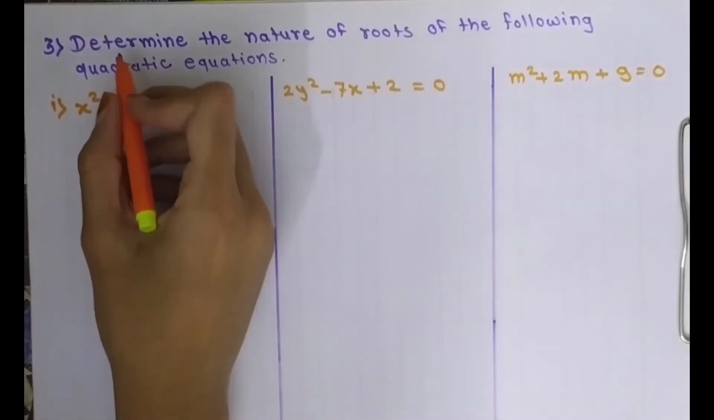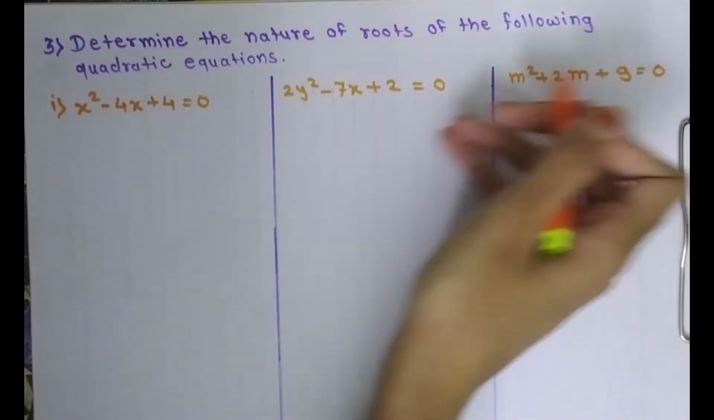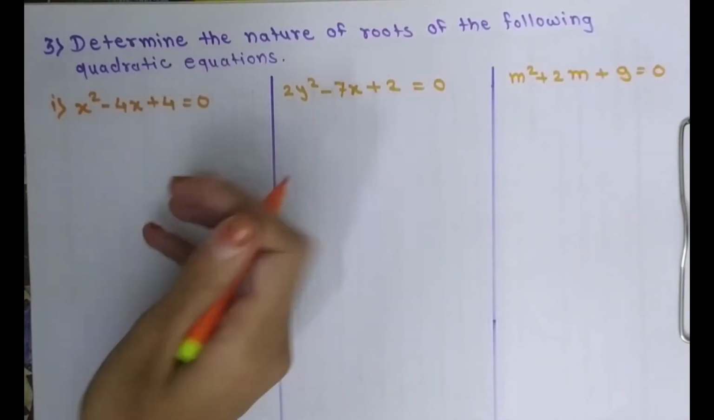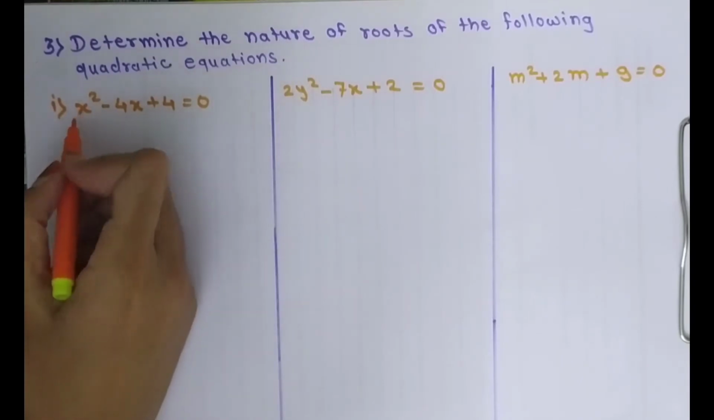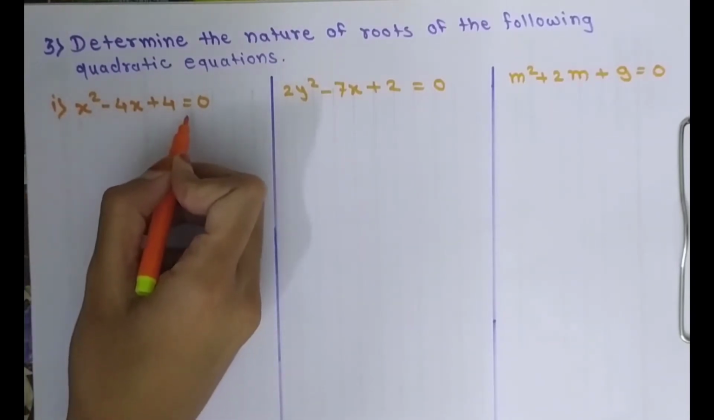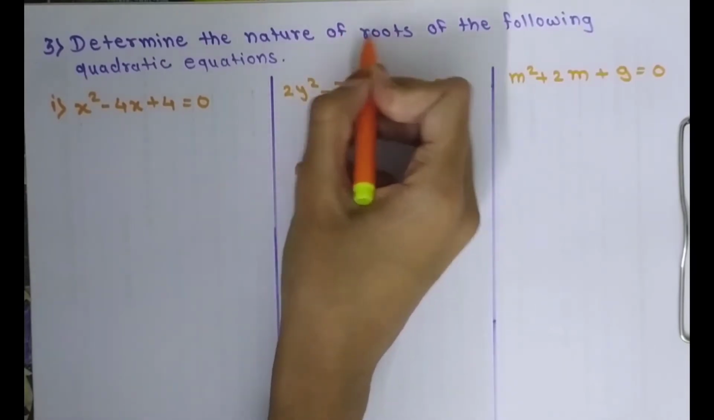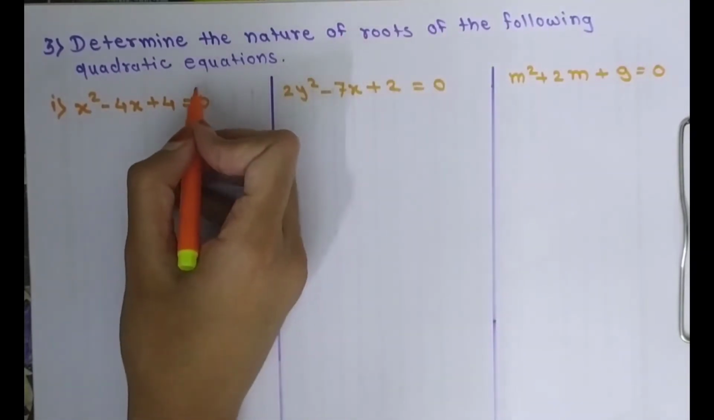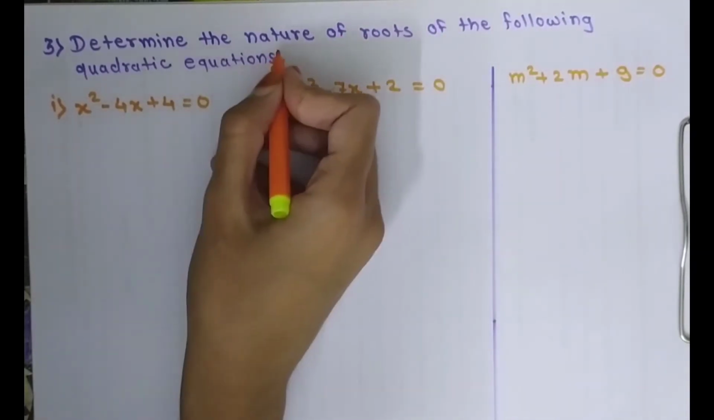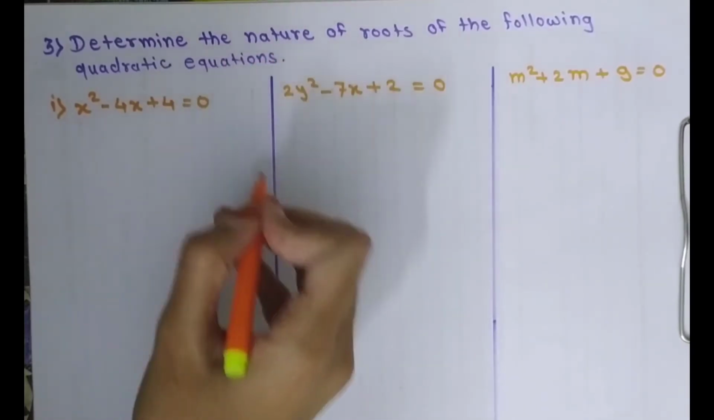Question number 3 is: determine the nature of roots of the following quadratic equations. So the first quadratic equation is x square minus 4x plus 4 is equal to 0. So here you have to find the nature of roots of the quadratic equation. So how do we find the nature? By b square minus 4ac.